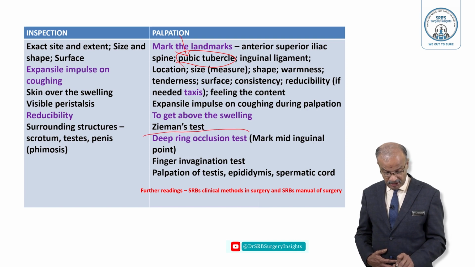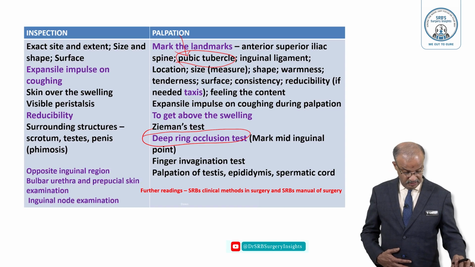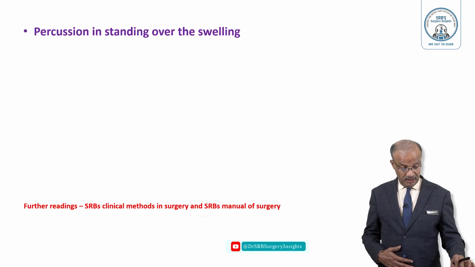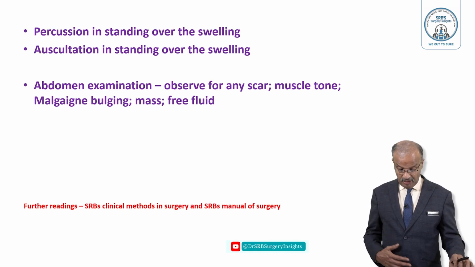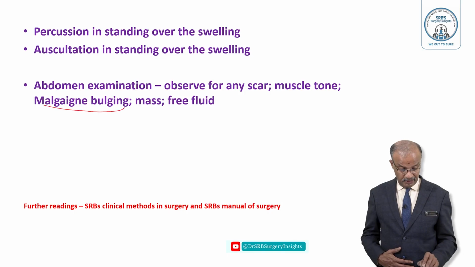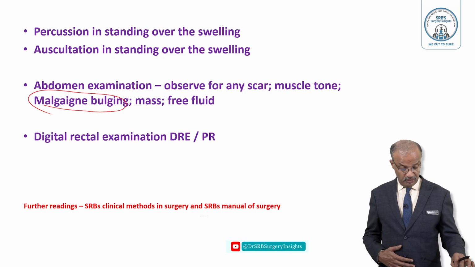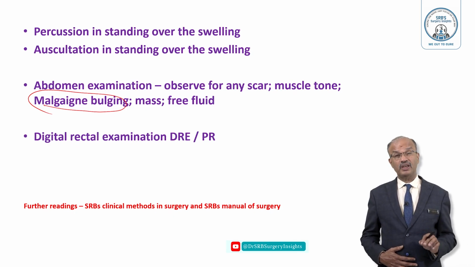The most important test is the deep ring occlusion test. Other tests are also important: the opposite inguinal region, the penis with the scrotal skin, inguinal node examination, abdominal examination, percussion standing, auscultation standing, and abdominal scar, muscle tone, Malgaigne's bulging. This shows a weakening of the abdominal wall. Mass and free fluid are all precipitating factors. Rectal exam is very, very important in hernia.